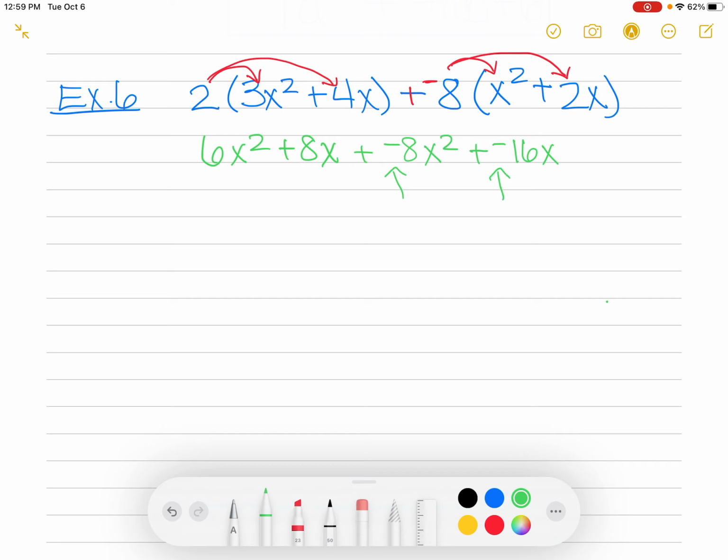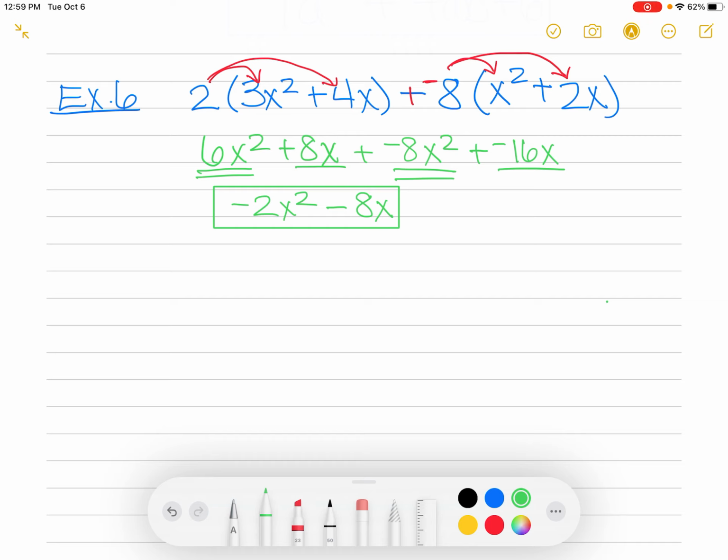I made those negatives here instead of minus signs. That's okay. Some kids like to do that, so I'm going to do a problem like that. But if you're good with those being minus signs, you can also do that. Okay, so adding my like terms, I have 6x squared and negative 8x squared. That's negative 2x squared. Then I have an 8x and a negative 16x. That's a negative 8x. And there's my answer for example 6.